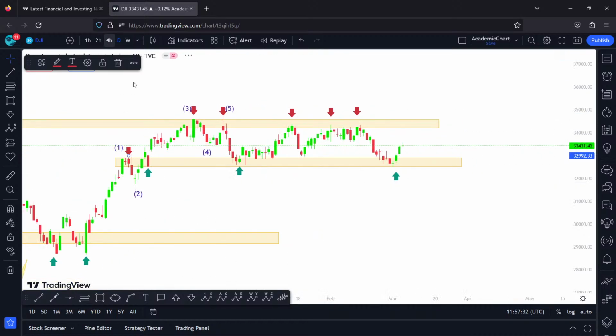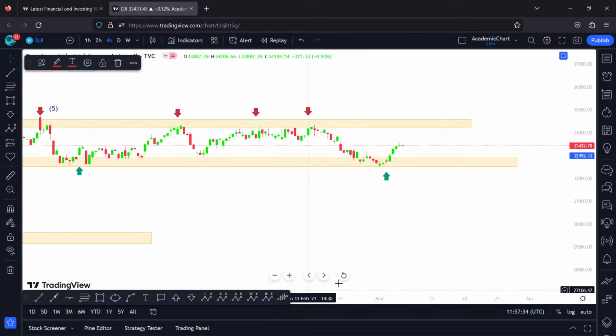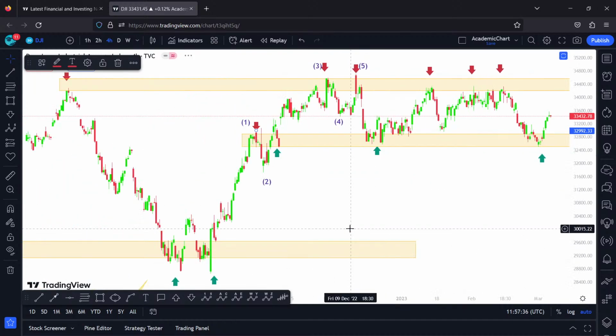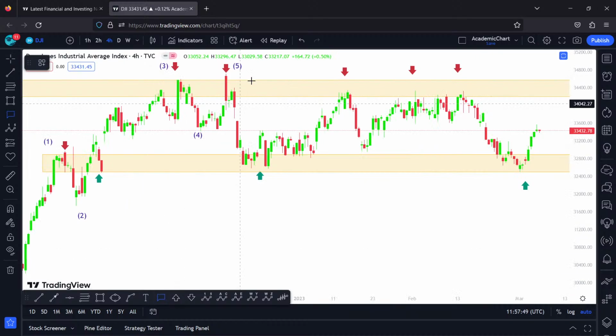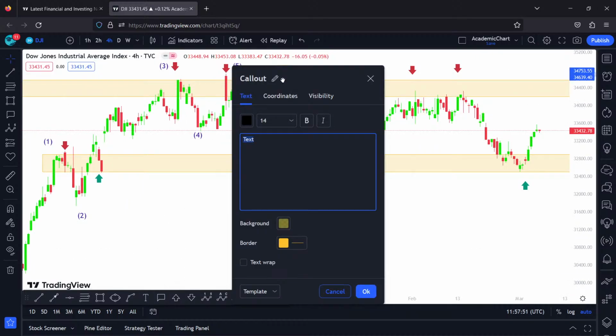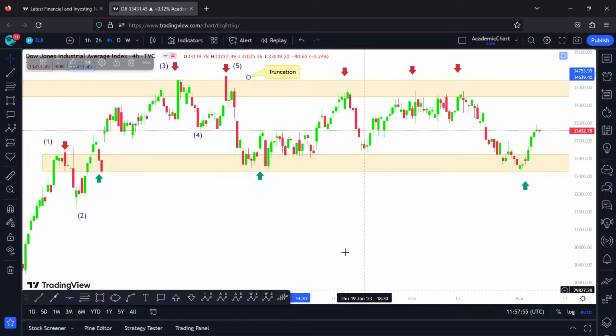So let's jump into the hourly finally. Zoom out a little bit to have a better understanding of what is happening. We know that we had 1, 2, 3 after the big correction. We're going to move forward 1, 2, 3, 4, 5 with truncation. Let's call that out just to clarify that it was the truncation indication on the last wave here.